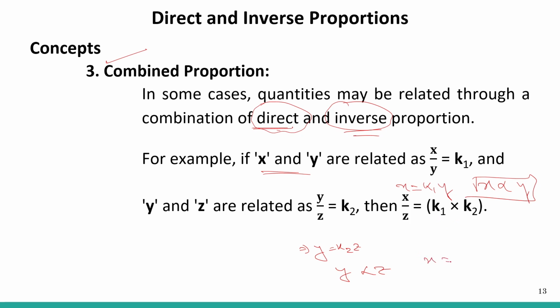Okay. So x is equal to some k3, that is equal to k1 into k2 z. So x is actually directly proportional to z. Okay. So here, since 3 kinds of relationships were performed, although all were direct, if one of them had become indirect or inverse, then we would have said this is combined proportion. Although this one can also be called a combined proportion problem.